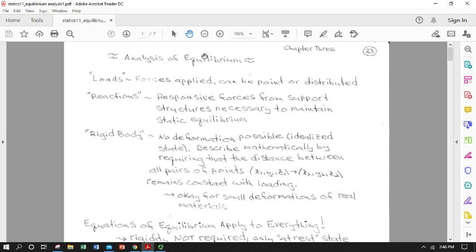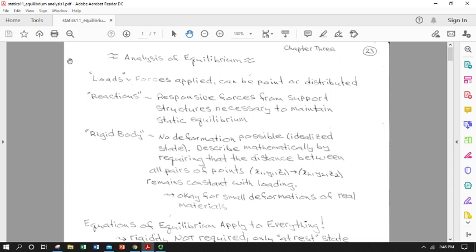So we're going to look at all of the strategies necessary to ensure and be able to verify that the sum of the forces is zero in every orthogonal direction and the sum of the moments is zero in every orthogonal direction, because that's the criteria for non-acceleration, or static equilibrium.